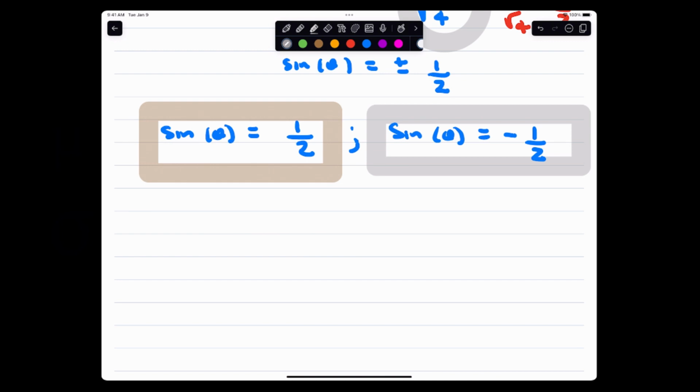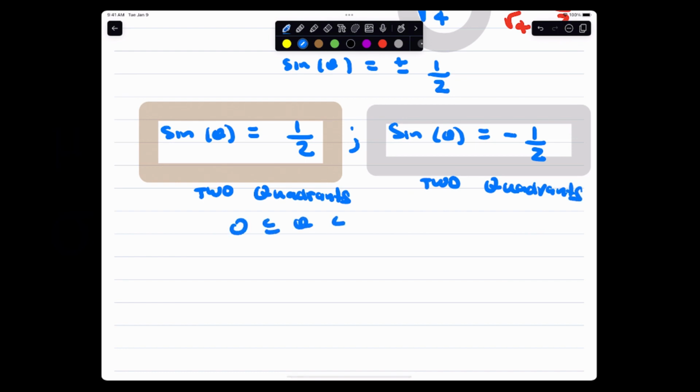And so the question is going to be, what's going on here with this one? Huh? Well, remember this. I'm going to just remind you guys here. You're going to have two quadrants. Remember that? And here you're going to have two what? Quadrants. Because again, they want theta to be between 0 and what? 2 pi.